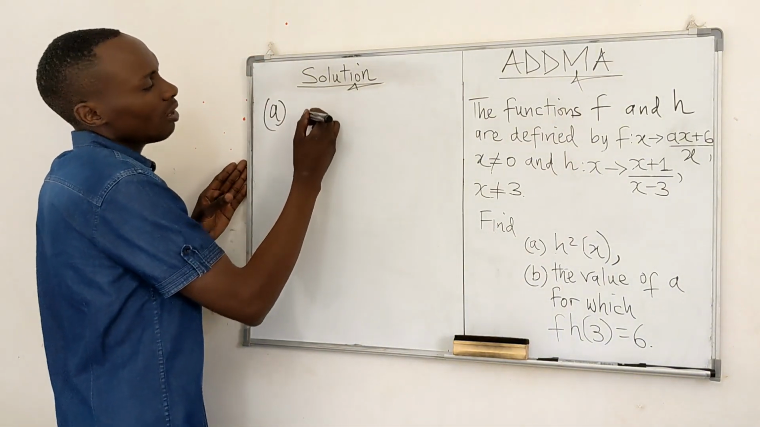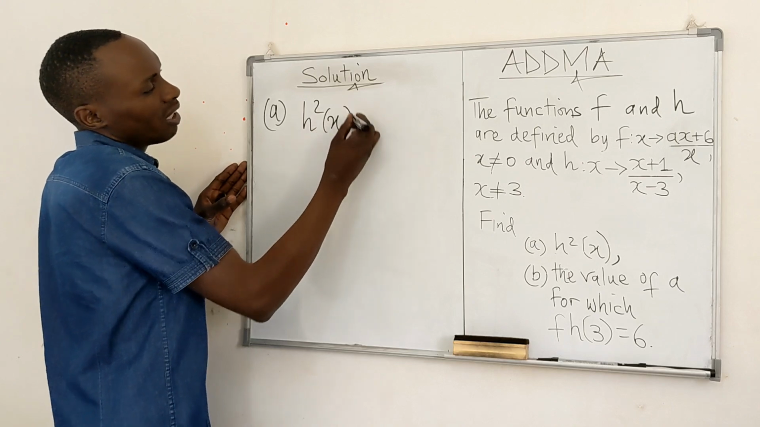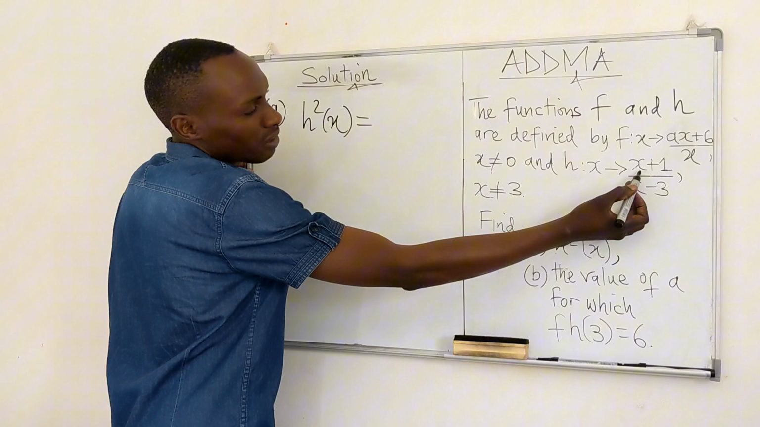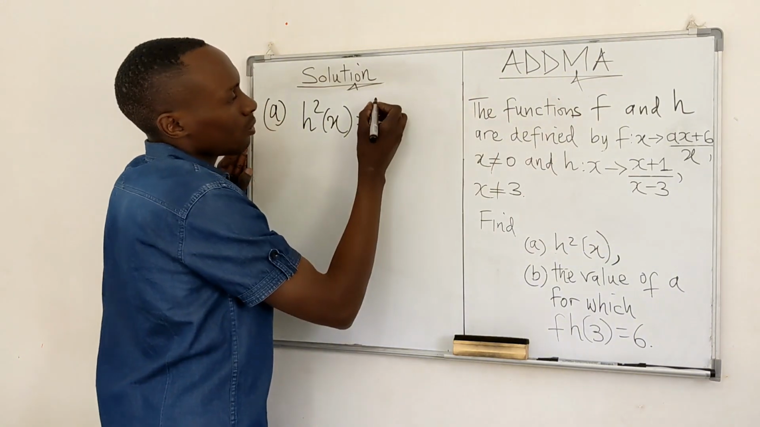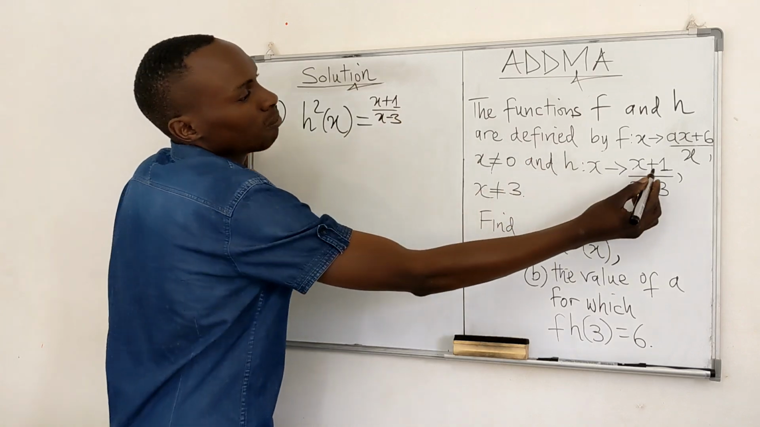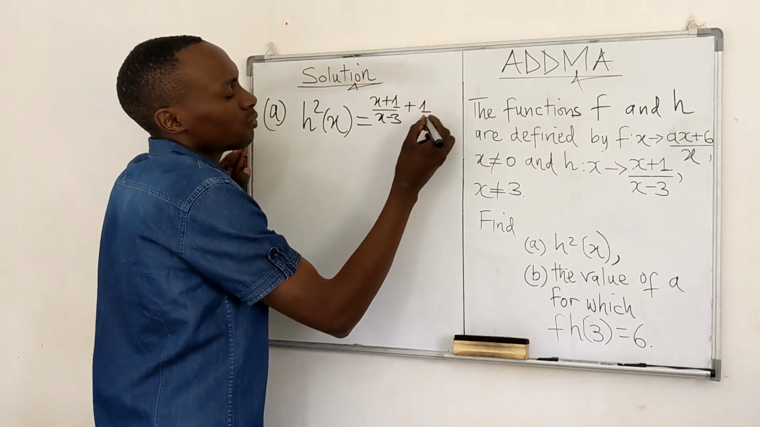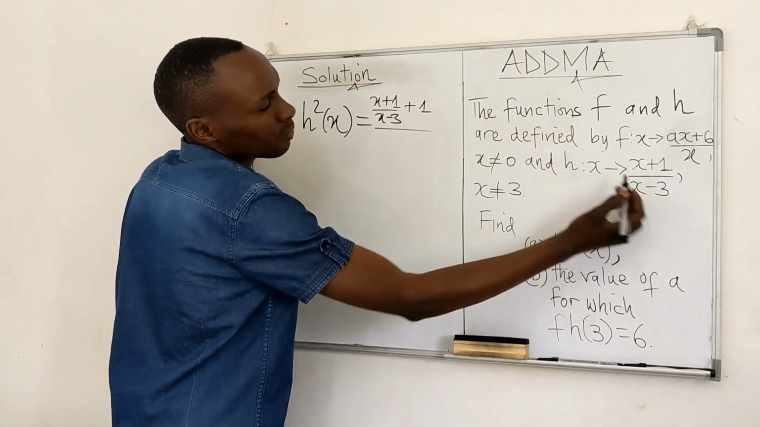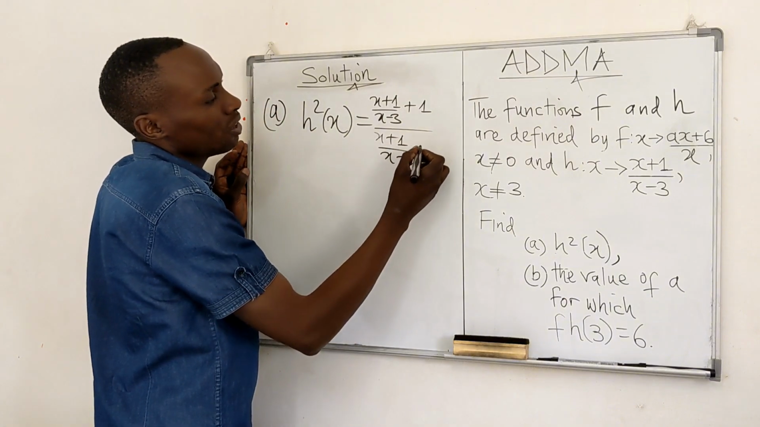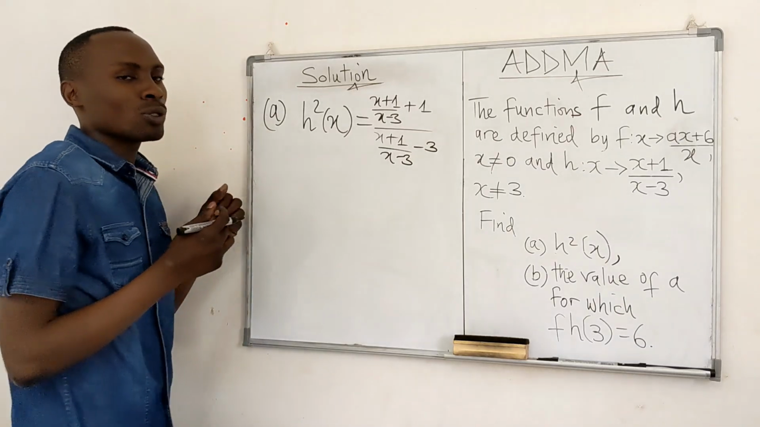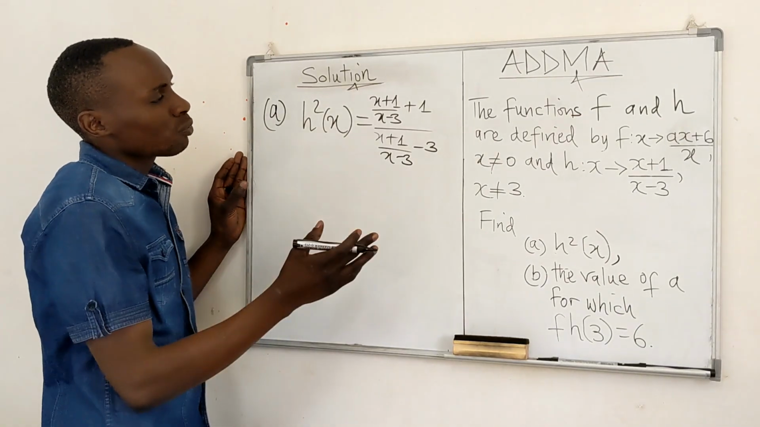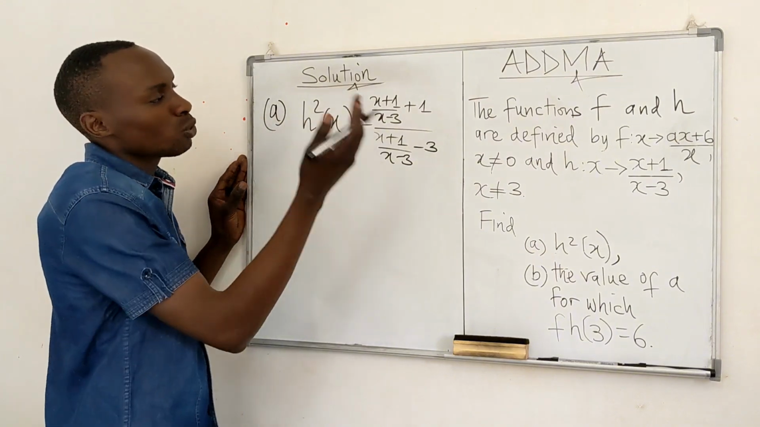h squared of x, this is just simple substitution of the fraction on x. So (x + 1)/(x - 3), then plus 1, that is for the top part. Then below on x also, we put (x + 1)/(x - 3), then minus 3. So that's what we are getting for the substitution. Then what we just have to do now is simplify what we have on top and what we have below.